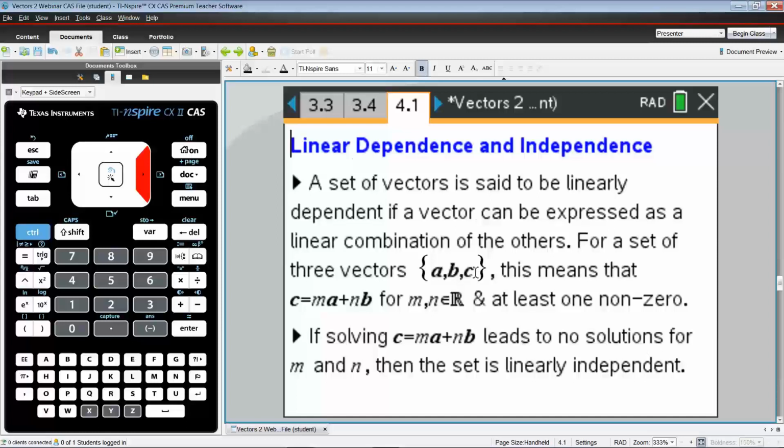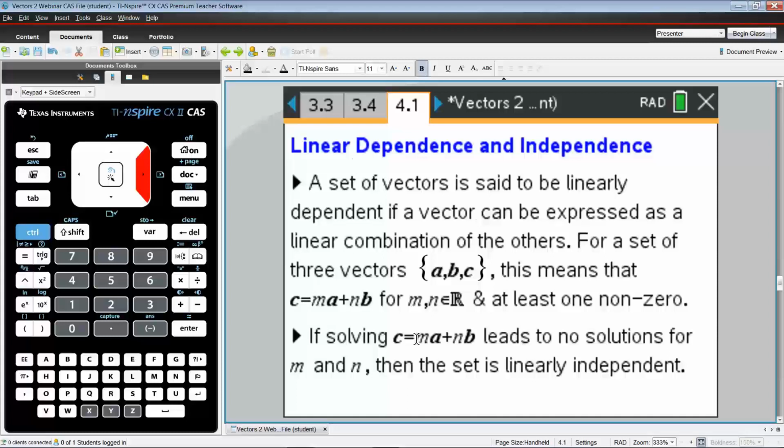If a set of 3 vectors is linearly dependent, it means you can take one of the vectors, let's choose C for this example, and express it as a linear combination of the other 2. So a linear combination is basically a scalar multiple of each of the vectors A and B added together, or you can subtract as well. Of course, that would require the scalar to be negative. So that is what linearly dependent is. That's the easiest way to understand it. It's just that one of your vectors is a linear combination of the others.